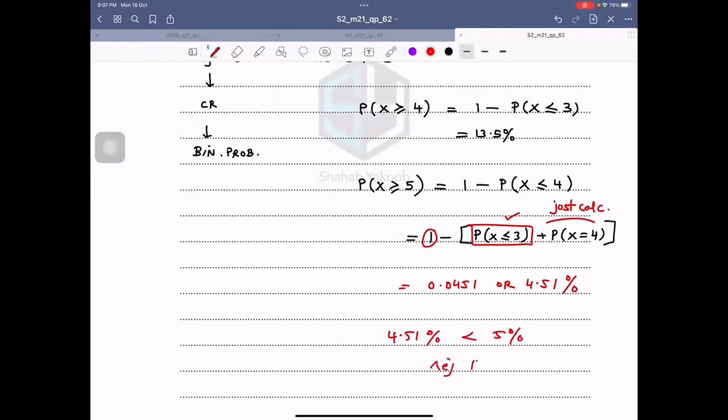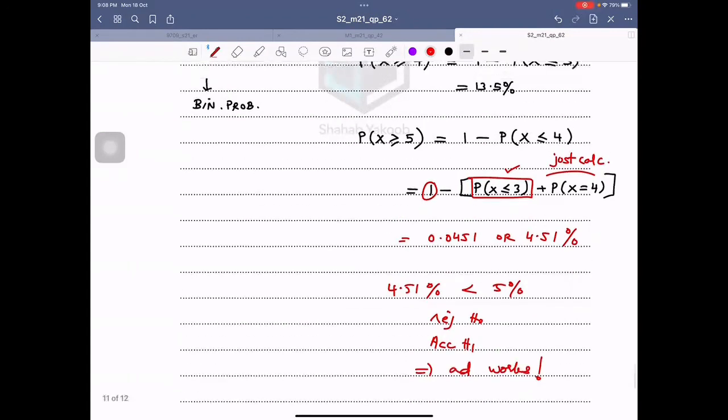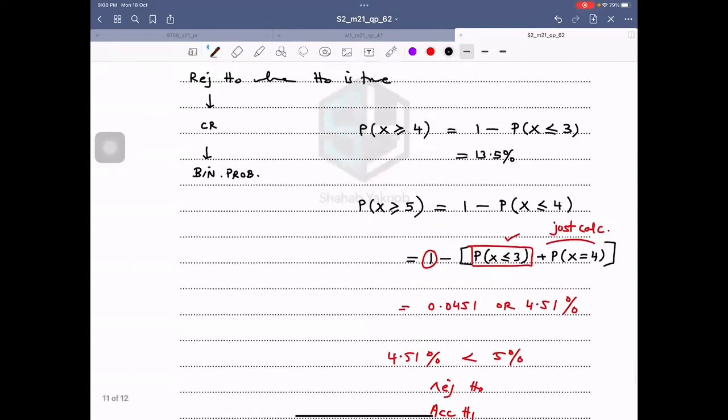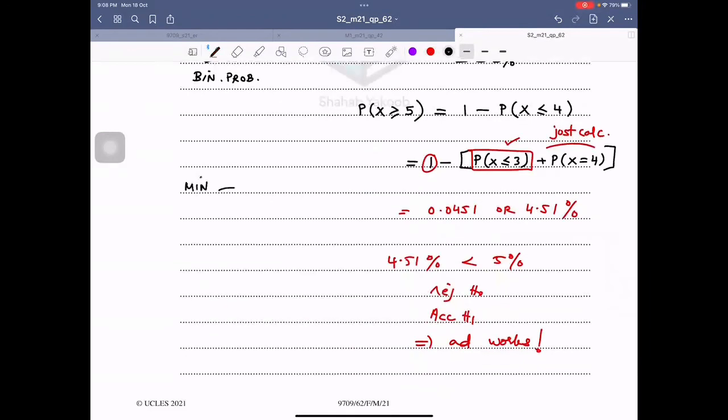So is 4.51% lesser than significance level? Yes, now we can reject H0. Wow, now we can accept H1. Now we can say, yes, the ad works. Ad has an effect. So what is the minimum number that we need? Find the probability of type 1 error. So the minimum is at least 5. At least 5 people should have said, yes, we own a Centaur car. So we would say the ad was effective.